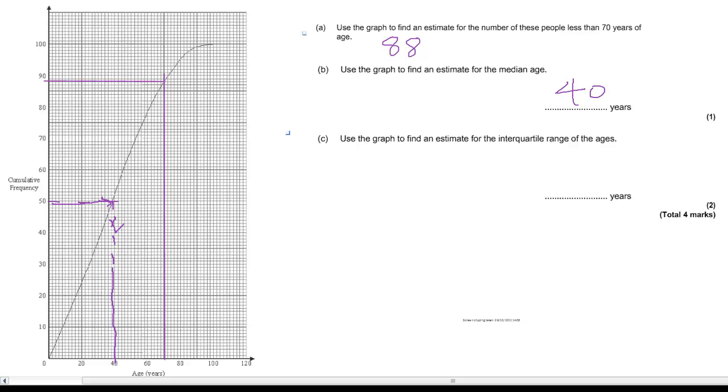And the next thing I want to do is find out the interquartile range. So we need to find out what the quartiles are. Well, the first quartile, Q1, is a quarter of the way up at 25. It's a quarter of 100, so we take 25. We draw a line across, and then we draw a line down. It's just going to be fractionally more than 20. I think that's going to be 21 there. So lower quartile equals 21, and the upper quartile, let's find out what that is.